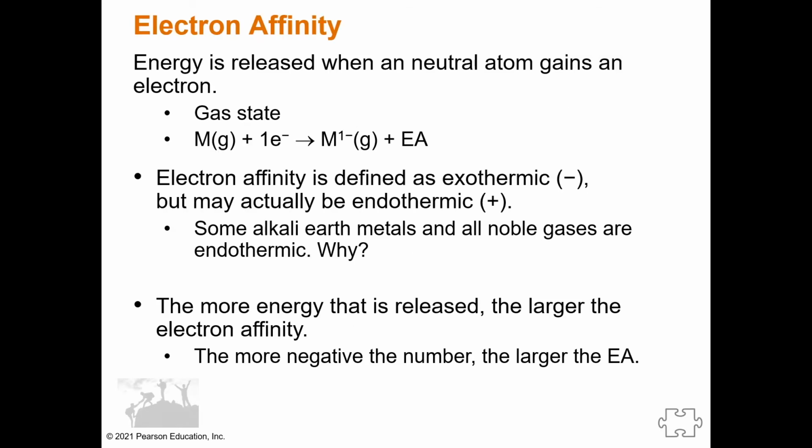Our next periodic trend is electron affinity, and that's where a neutral atom gains an electron in the gaseous state. So when that happens, energy is being released for the most part. If a lot of energy is being released, then the value for electron affinity is more negative. So don't think that the number is getting smaller. It's just that it's becoming more negative. If you just take the magnitude of that number, then you'll see that electron affinity is getting larger. So be careful with the wording there.